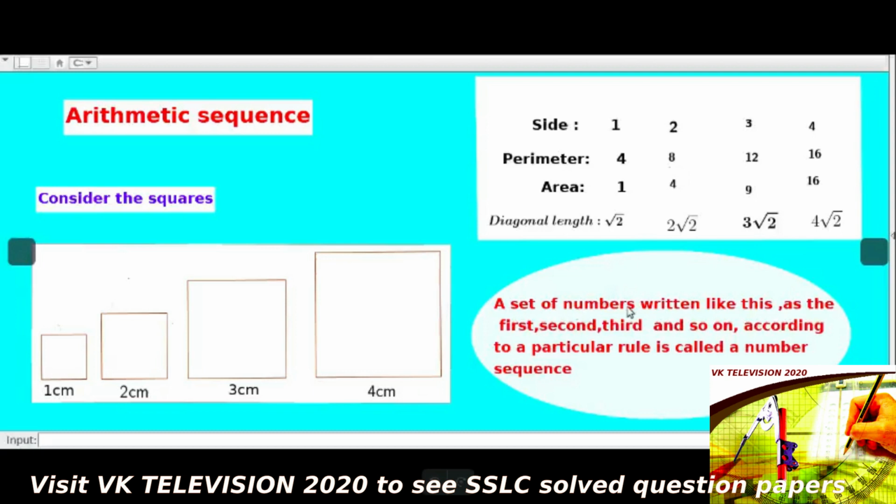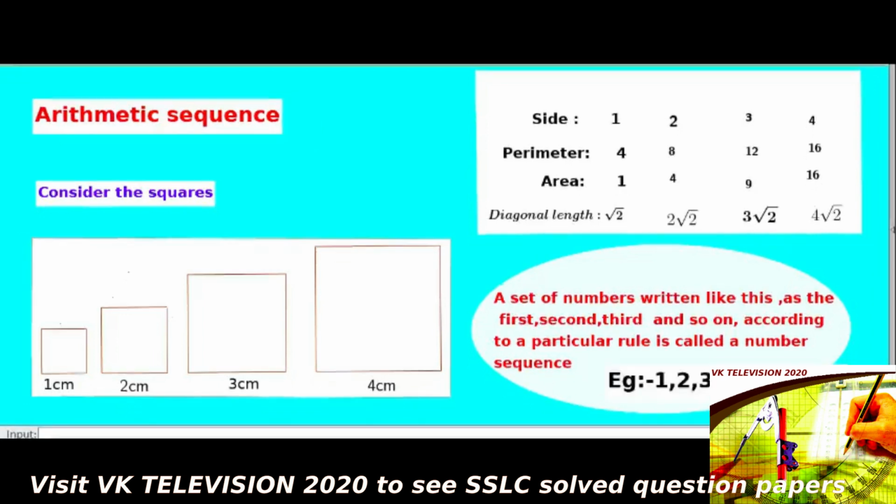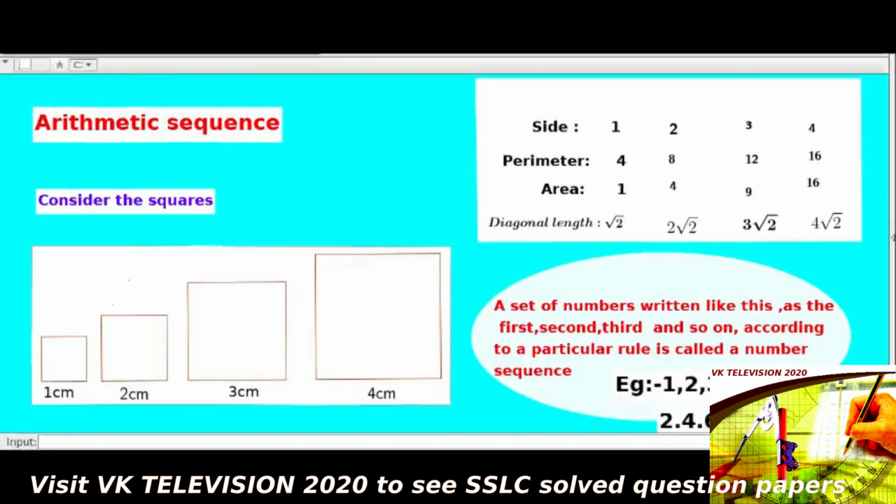So a set of numbers written like this, as the first, second, third and so on according to a particular rule is called a number sequence. So this sequence is an example for the number sequence. Let us consider the set of natural numbers: 1, 2, 3, 4, 5. That is an example for number sequence. Now we consider the set of even numbers 2, 4, 6, 8, etc. Both are examples for number sequence.